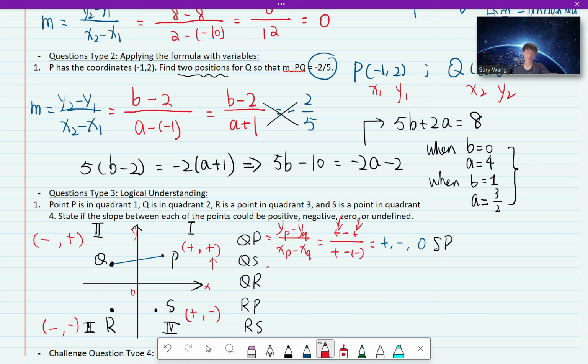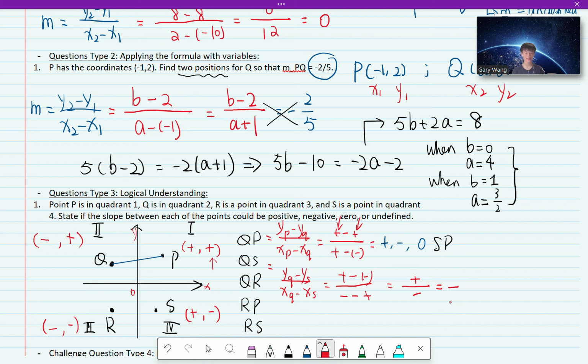QS, if we think about it, would be the y value of Q minus y of S, over x of Q minus x of S. yQ is positive, minus yS, which is negative. xQ is negative, minus xS, which is positive. So on top, positive minus a negative is definitely positive. On the bottom, negative minus a positive is definitely still a negative number, so it will yield a negative number for sure.